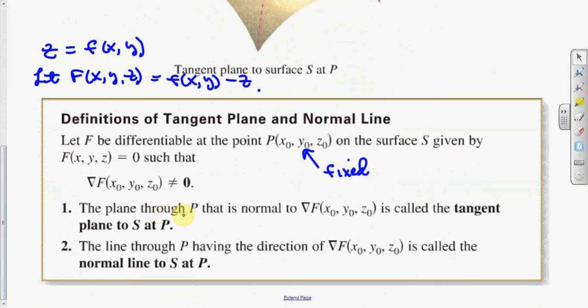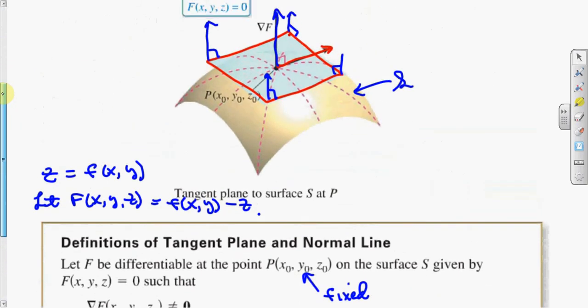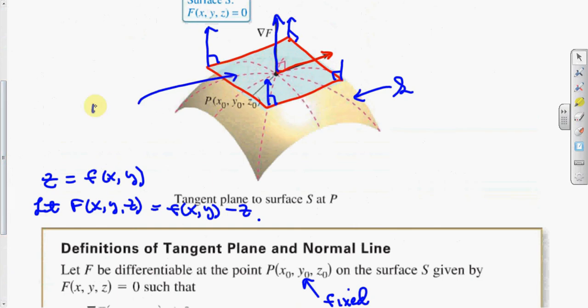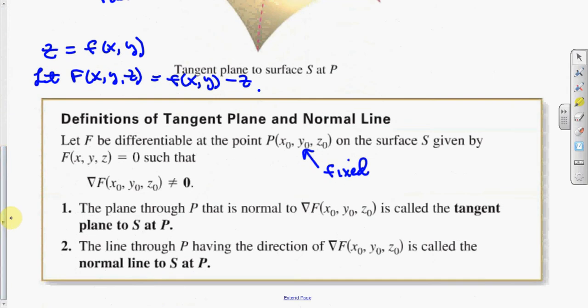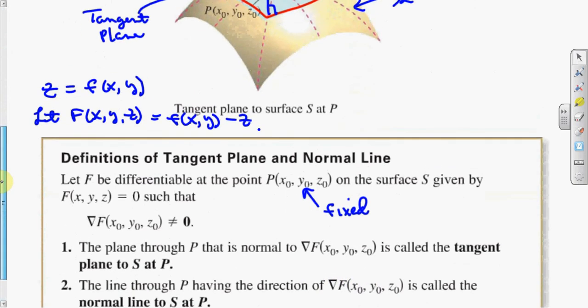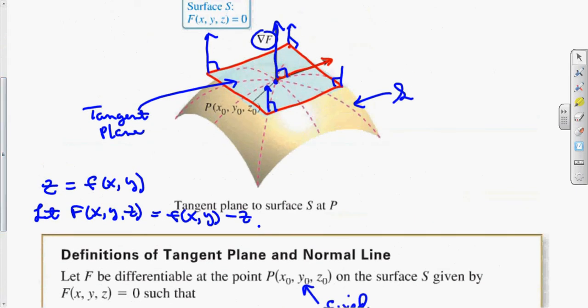So here the plane through P that is normal to the gradient is called the tangent plane. Talking about this tangent plane here, it is normal, or perpendicular, to the gradient. The line through P having the direction of this gradient is called the normal line to S. So this line through P, here P is right there at the center, they're talking about this line here. To find symmetric lines to this, we need a formula to get all of these guys. These are symmetric to the normal line or the perpendicular.